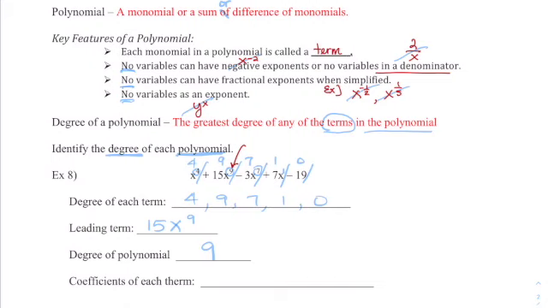Coefficient of each term, if you're just looking at each term, that's just the number in front of the variable. So the first one is going to be 1. The second one is positive 15. The third one is negative 3. The fourth one is negative 7. Then the last one is negative 19. So x to the 0 power. That's all. Okay, the leading term is the highest exponent. I want to pause and then you guys try number 9 and then we can check your answer.